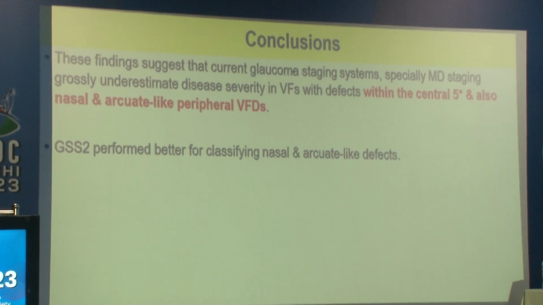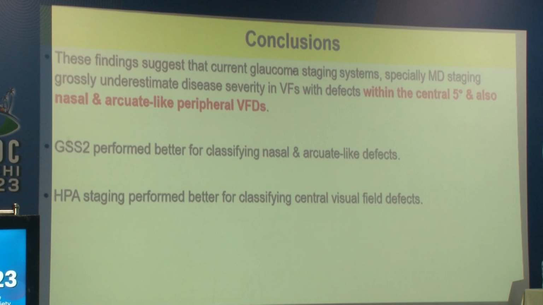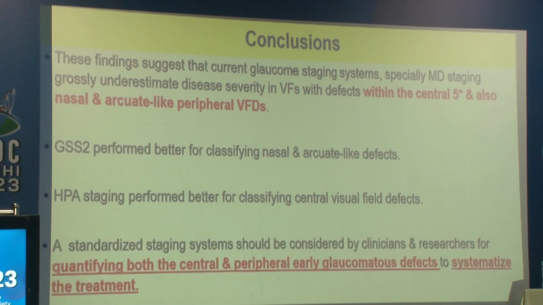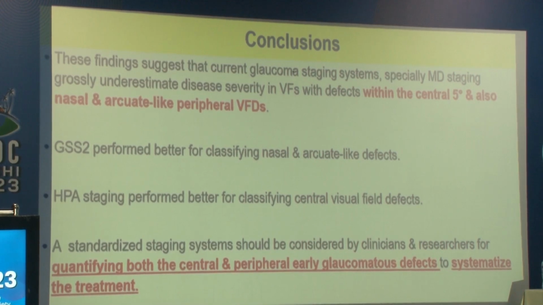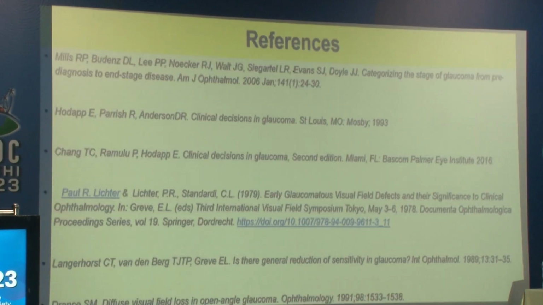GSS2 performed better for classifying nasal and arcuate-like defects. Hoddap-Parrish-Anderson staging performed better for classifying central visual field defects. A standardized staging system should be considered by clinicians and researchers for quantifying both central and peripheral early glaucomatous defects to systemize the treatment. These are my references.